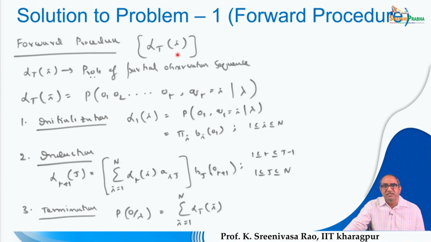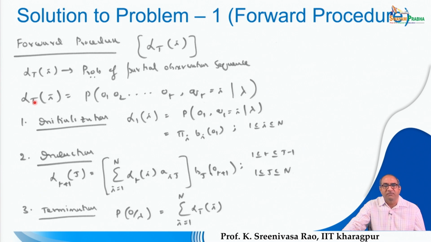What it indicates is the probability of a partial observation sequence. Here, in alpha t, please note that this is a small t, because earlier, in the previous slide, we used capital T for the length of the sequence. So, this is a small t. This is the probability of a partial observation sequence.